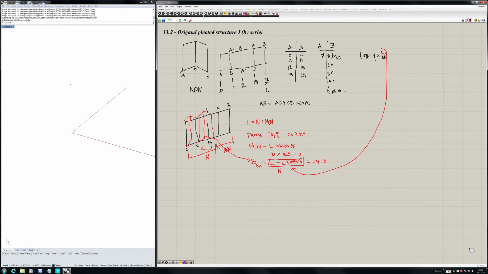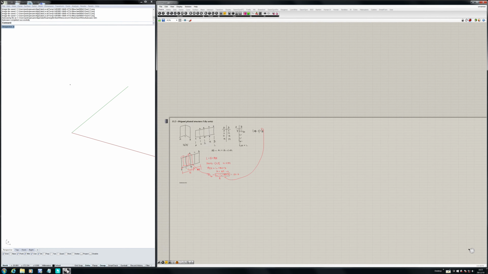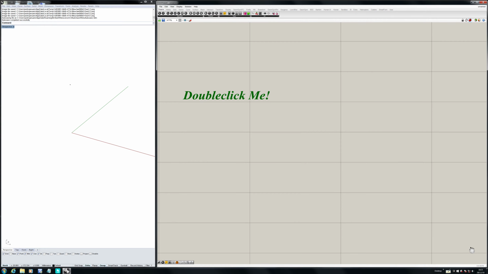Now let us put here our variables. Okay, I'm going to write them. So I'm going to zoom so we can see better. Now, I'm going to have length.